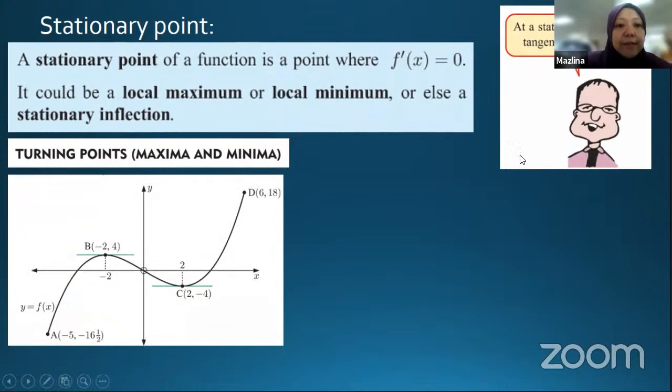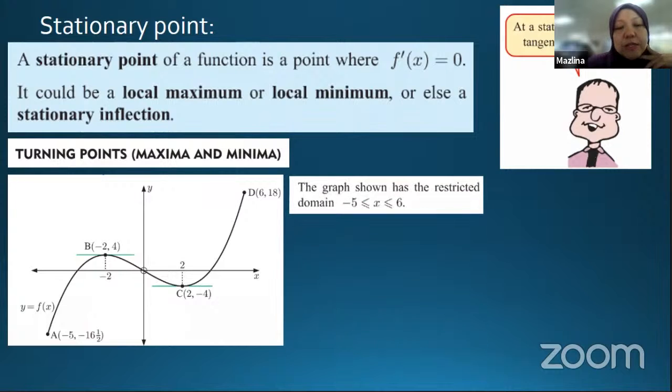Maxima, minima. And if this is the case, you can see here, yeah, point A, B, C, and D. Point B and C is your minimum and maximum, right? Okay, so the graph shown has the restricted domain from -5 until 6. For this particular graph, it refers to this graph. Domain dibagi from -5 until 6. You tengok point A and point B, the value of x. So that is the domain.